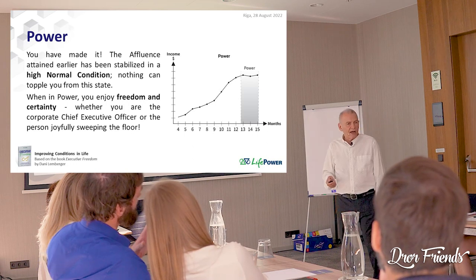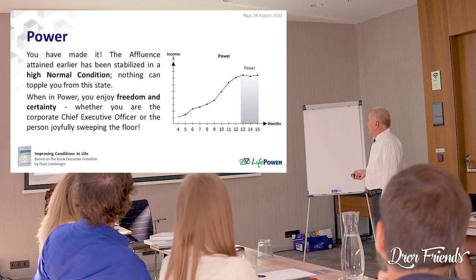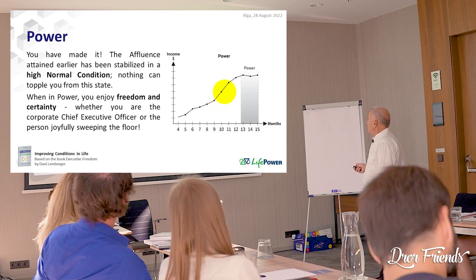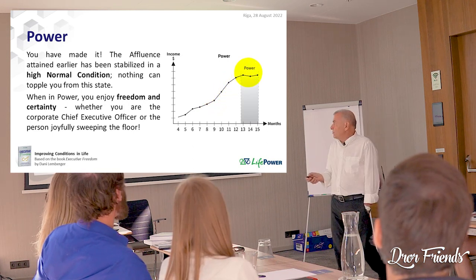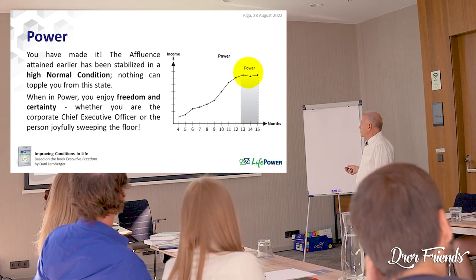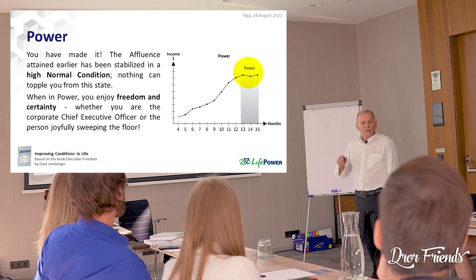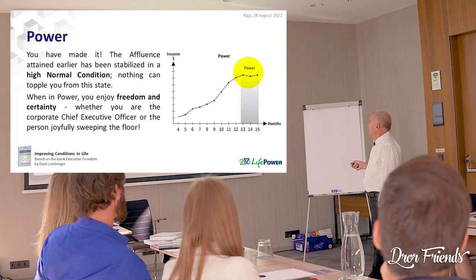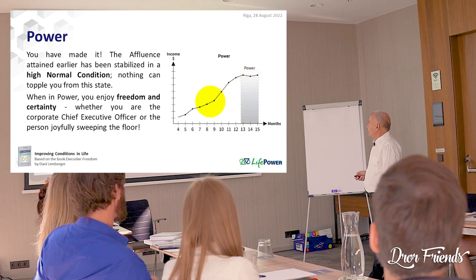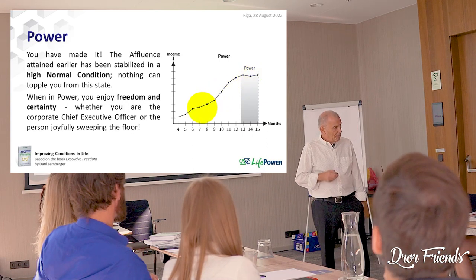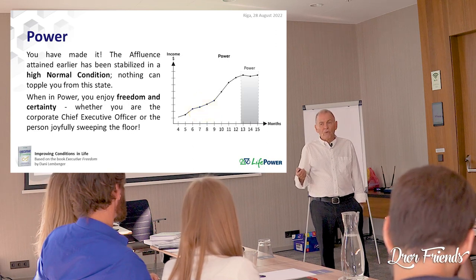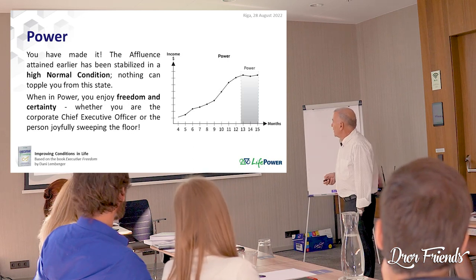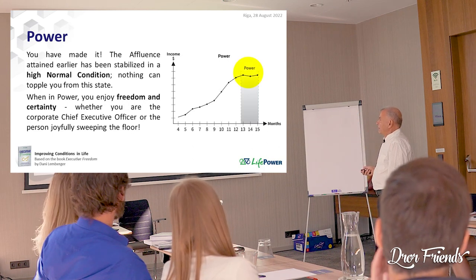And finally, we reach the highest condition, which is power. Now, we started in noni, and we went up: emergency, danger, normal, affluence. Now, power is a new normal condition, so it's similar to normal, which is a steady increase, but it's at a much higher range. Now I'm up here and I was down here. So power is stability in a very high range. So I have a lot more than I had a year ago or 5 years ago, depending on how I measure time. When you're in power, you enjoy freedom and certainty.